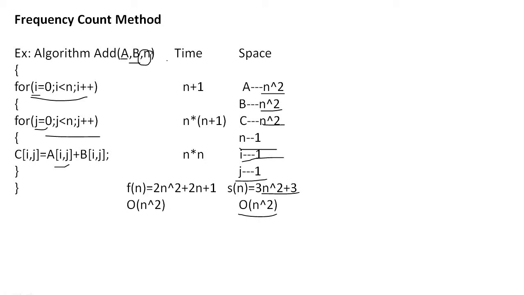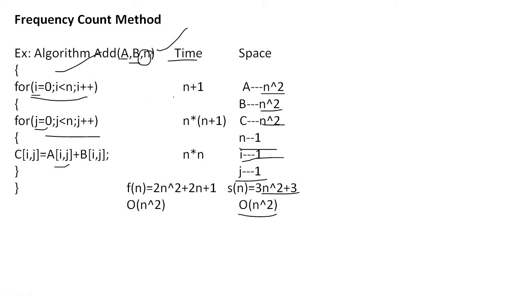Again, we need to calculate the time. For this, 0. For opening braces, 0. For this loop, it continues till the n value. After that, the i value is n plus 1. Then it checks that condition and comes out.